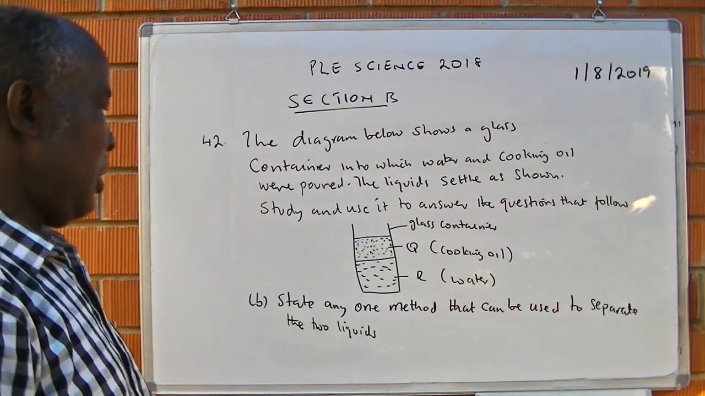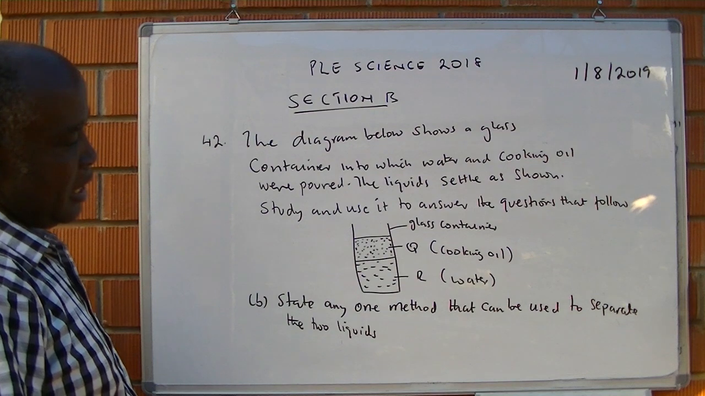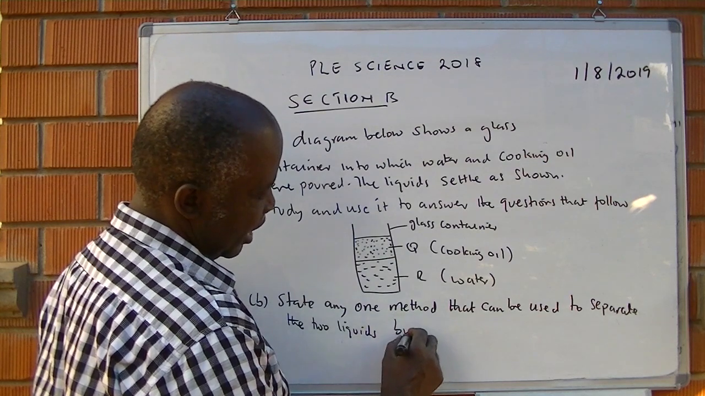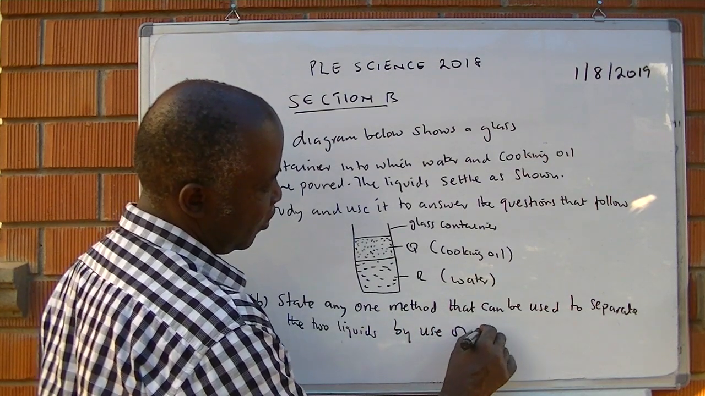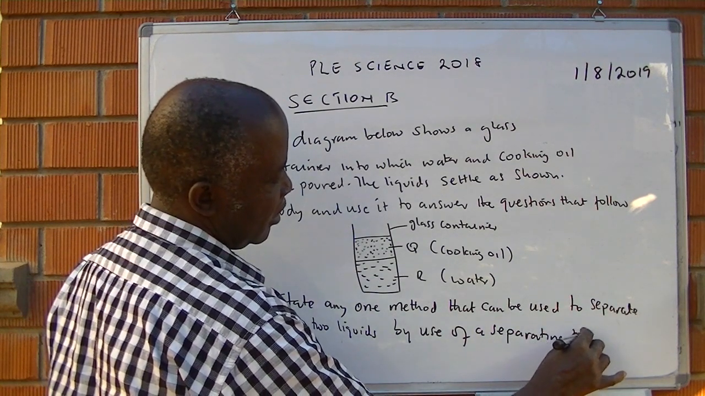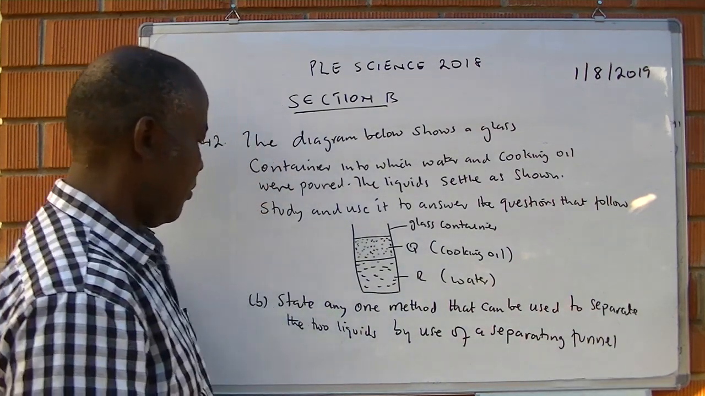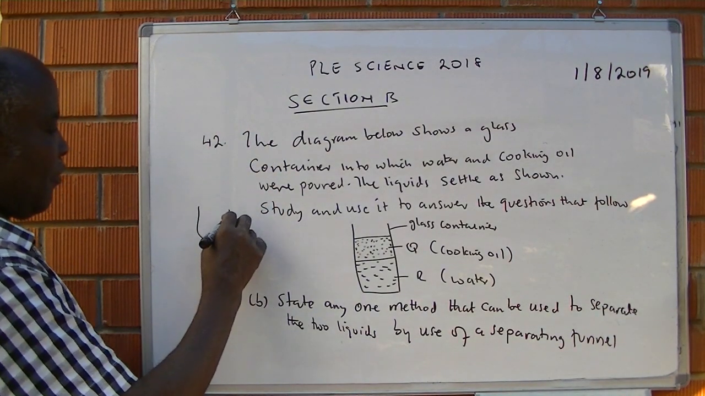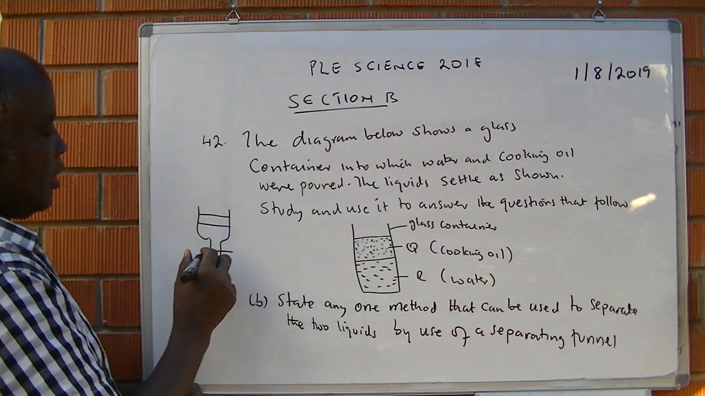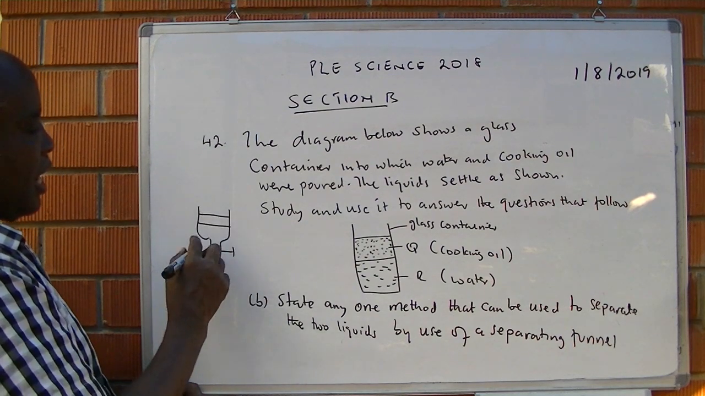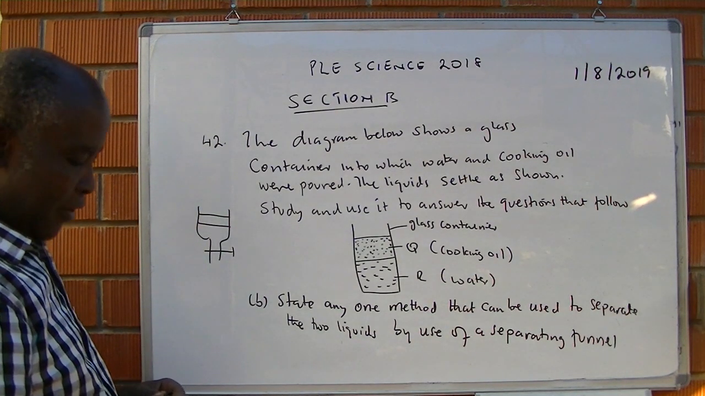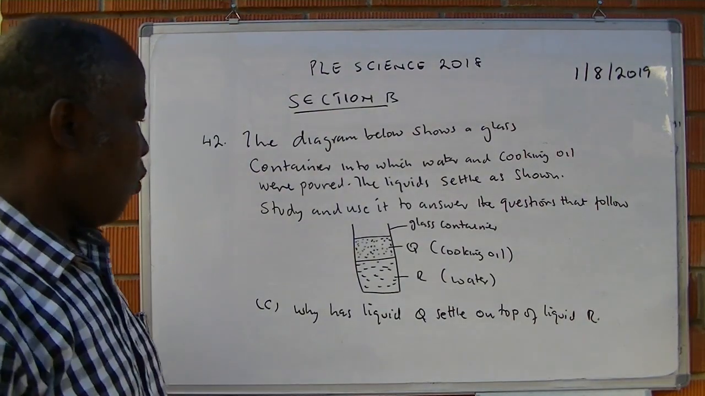R is water. B, state any one method that can be used to separate the two liquids. By use of a separating funnel. The separating funnel is a funnel with a tap. The two liquids, you tap off one liquid and then you close, then you leave the other one inside the funnel.